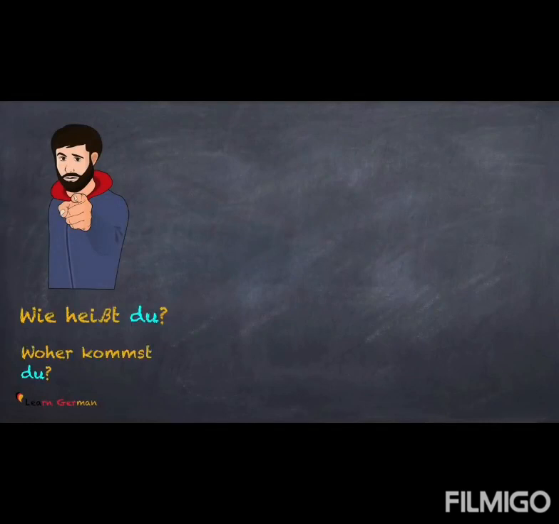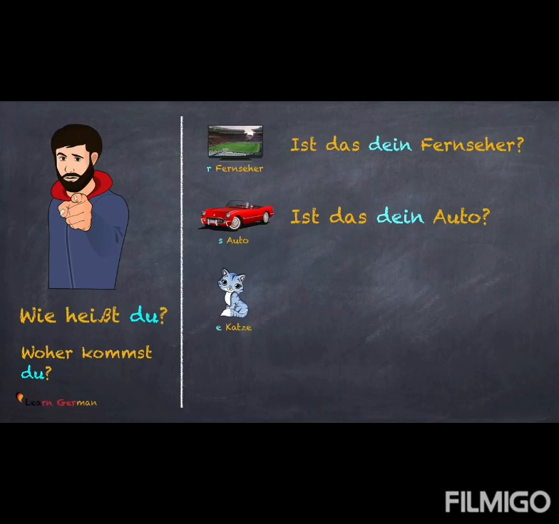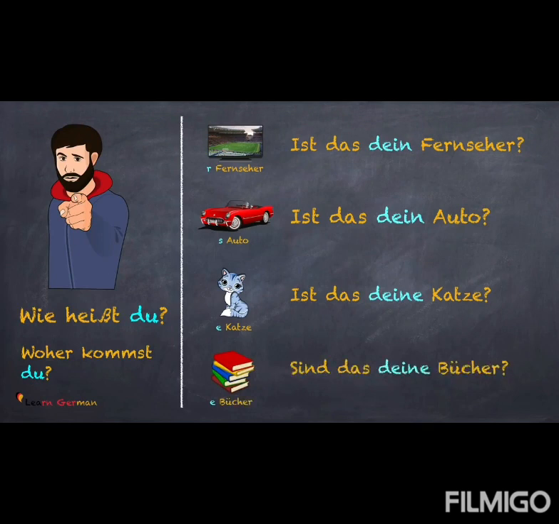Wie heißt du? Woher kommst du? Ist das dein Fernseher? Ist das dein Auto? Ist das deine Katze? Sind das deine Bücher? So, in this case also, for masculine and for neuter, you would say dein, and for feminine and plural, you would use deine.